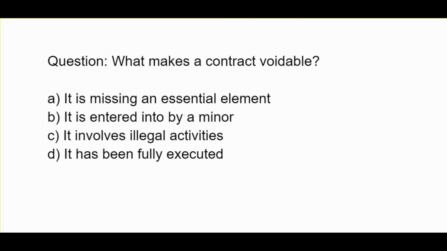What makes a contract voidable? A, it is missing an essential element. B, it is entered into by a minor. C, it involves illegal activities. D, it has been fully executed.